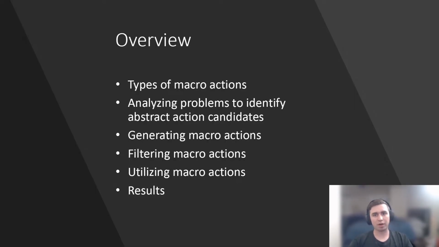I'll be skipping over the background information surrounding reinforcement learning as provided by Stolle and Precup, as I'm assuming that the audience is familiar with the basics of these fields. We'll be taking a side-by-side analysis of two papers examining macro actions in the fields of planning and reinforcement learning. After going over the types of macro actions, we'll go over the steps involved for using these macro actions in each field: analyzing problems, generating macro actions, filtering macro actions, utilizing them to solve problems, and finally, the results for using each type of macro action in both fields.